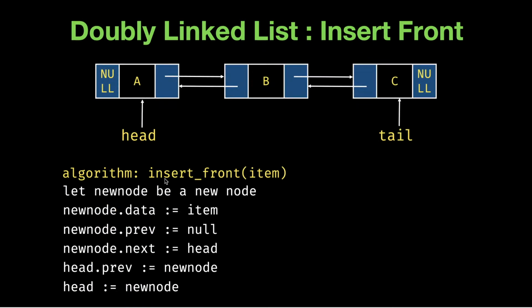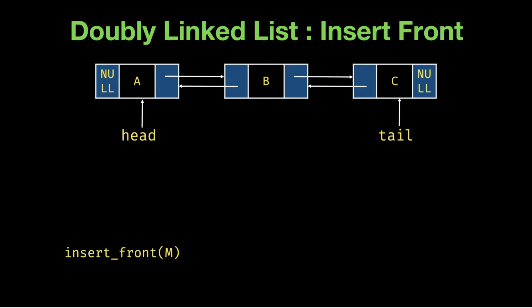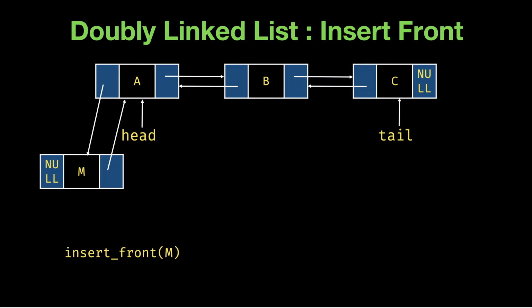Actually, this algorithm is quite gibberish. You can look into it later. I will just explain it in visual terms. So suppose I want to insert M at the front of this doubly linked list. So first of all, I will create a new node to store M. Then I will say the previous pointer of M will be null. I will say next node of M will be the current head, that is A. I will say the A previous pointer will point to M because M is the new head now. And I will just shift the head pointer back to the new node.